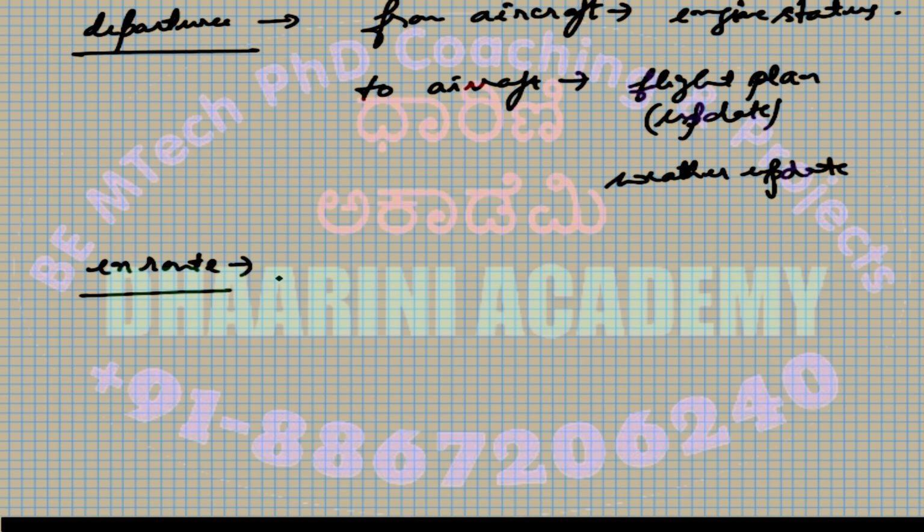So from the aircraft, we get the following, right? The first one could be the position report. Then the current weather of that location will be responded back to the ATC from the aircraft. That is the weather, the current weather situation. Then ETA info.